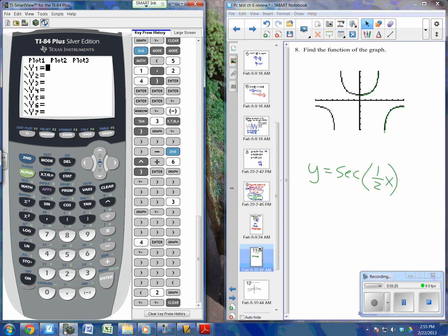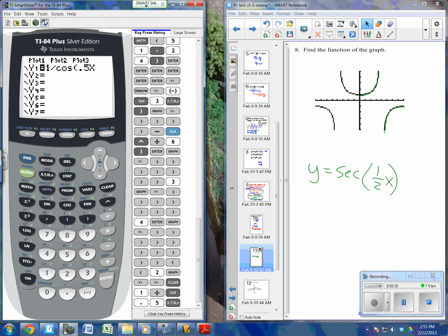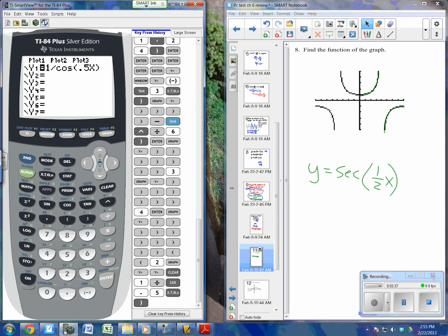Okay, we're going to have to put in our calculator 1 divided by the cosine of 0.5x, which would be 1/2 x. Okay, that's looking pretty good. I think we got it right there. So y equals secant of 1/2 x. Anyway, those are some of the problems that are going to be on your test.